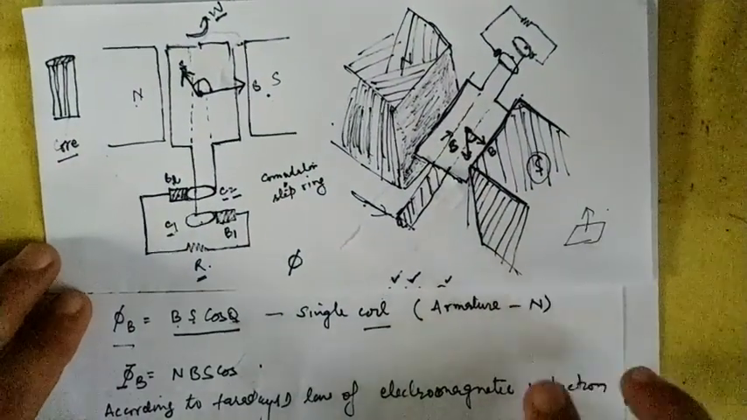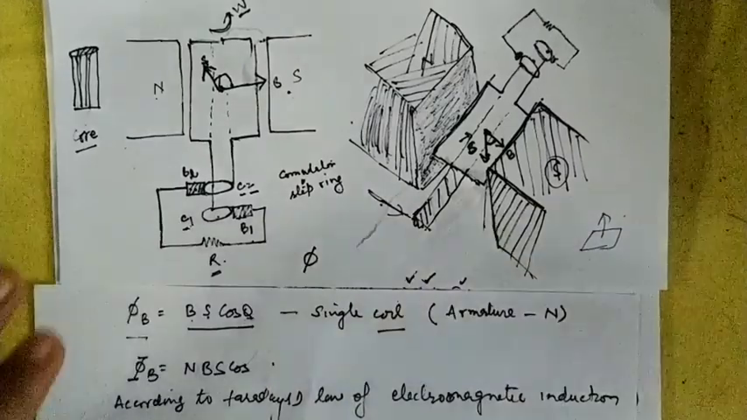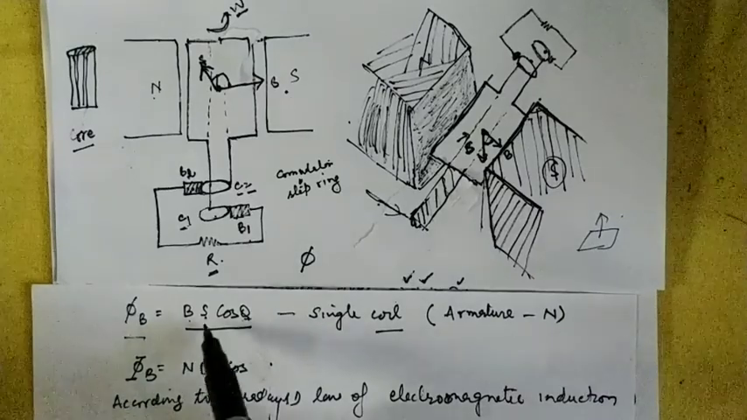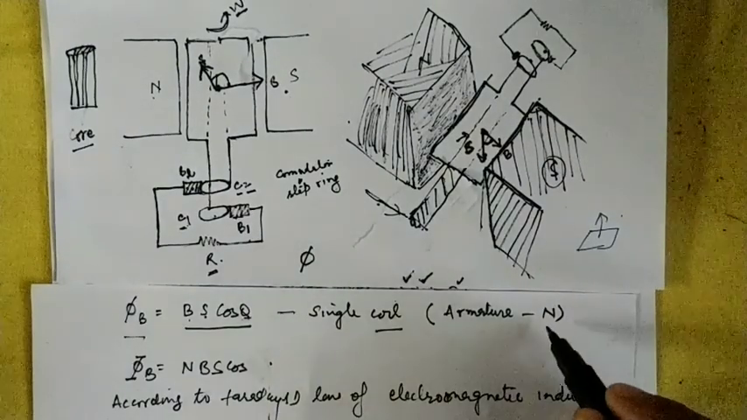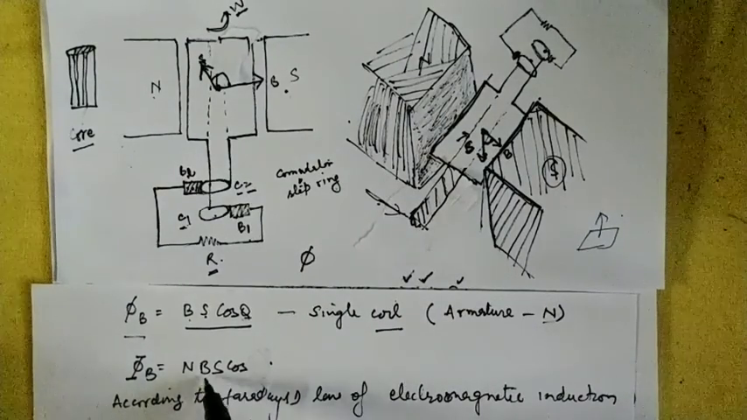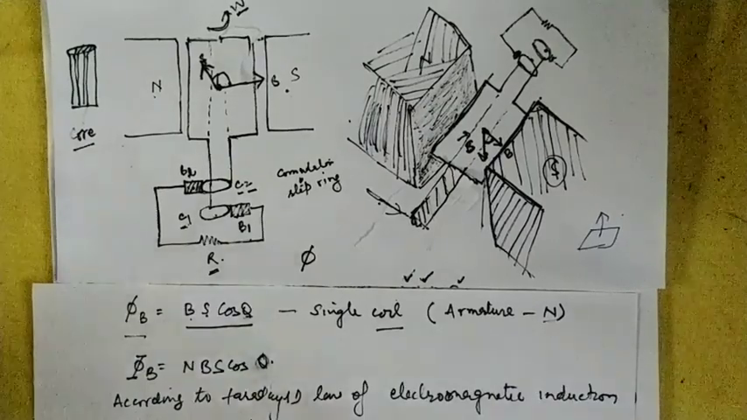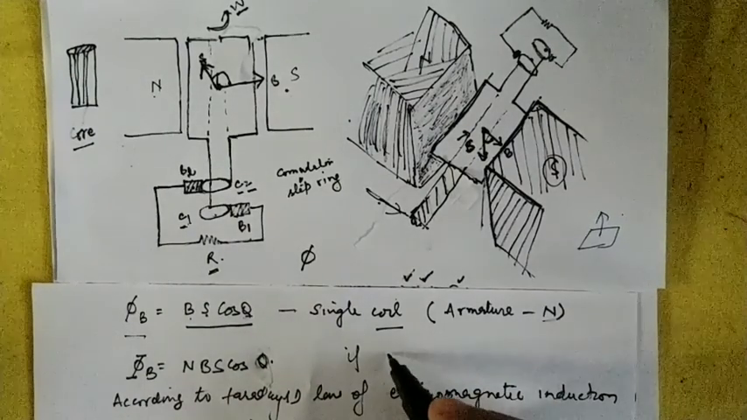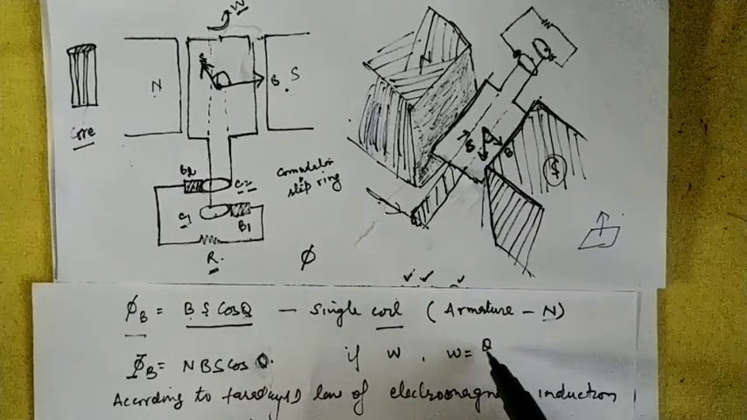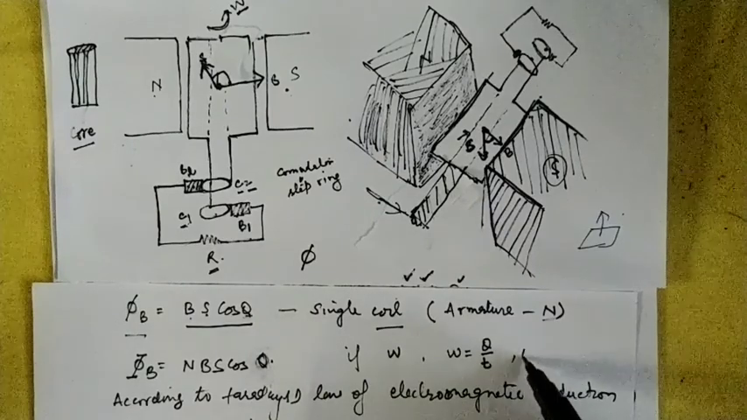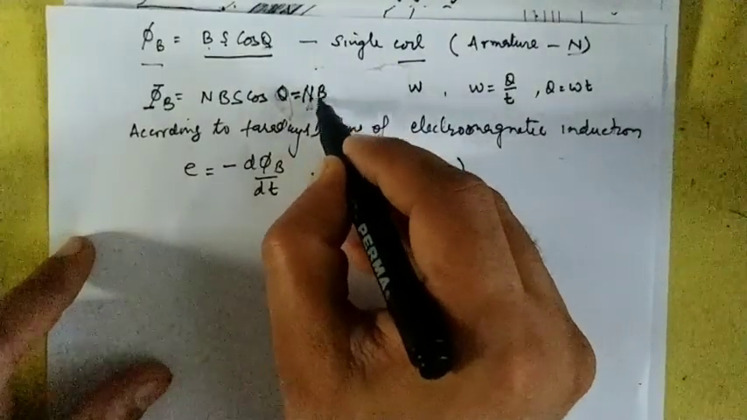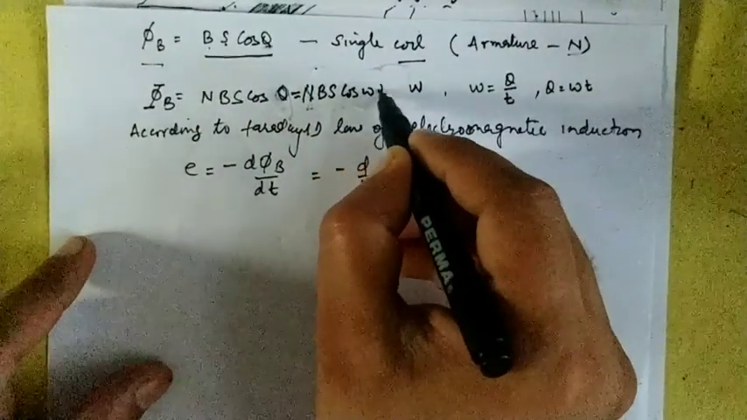First we calculate the magnetic flux linked with a single loop of the armature. That is BS cos theta. If the armature has N number of turns, then the total flux linked will be NBS cos theta. If the armature is rotated with angular velocity omega, then we know that angular velocity is equal to angular displacement divided by time, so theta is equal to omega t. Our formula becomes NBS cos of omega t.